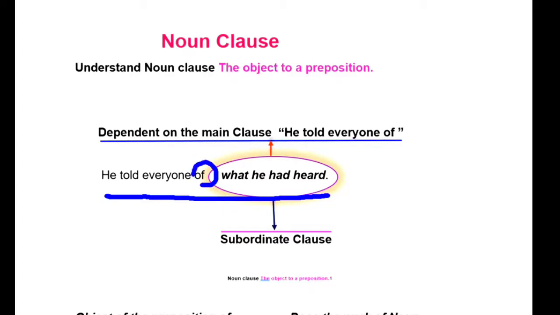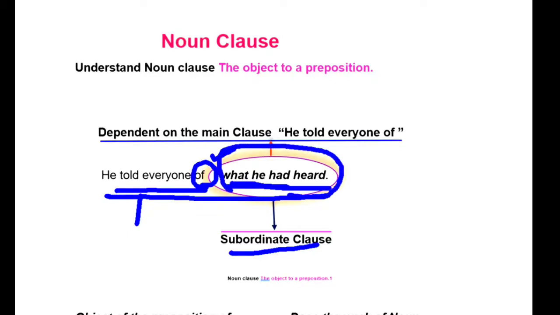This is the preposition of, and this part, what he had heard, is the object of the preposition. We can easily understand from here that what he had heard is a subordinate clause and he told everyone of, this is the principal clause. So as this subordinate clause is the object of the preposition of, we can easily say that this is the noun clause object to a preposition of.